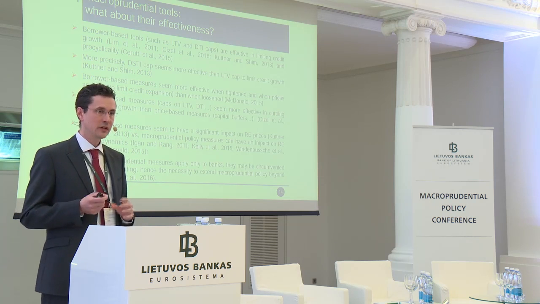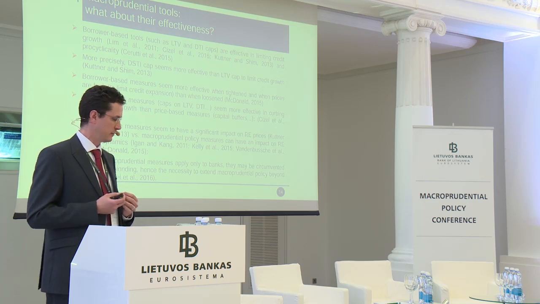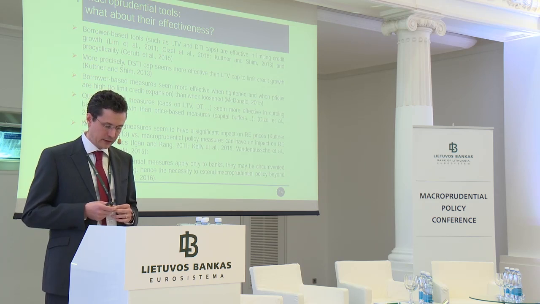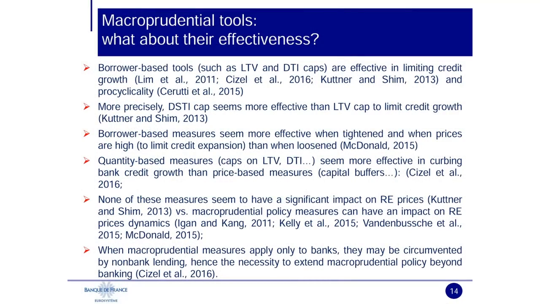Then there's the question of when they are effective. It seems that they're effective when they are tightened and when house prices are high. This is from McDonald 2015. Then we have something about the comparison of the measures: borrower-based measures on the one hand and capital requirements on the other hand. It seems that quantity-based or borrower-based measures are more effective in curbing bank credit growth than capital requirements.